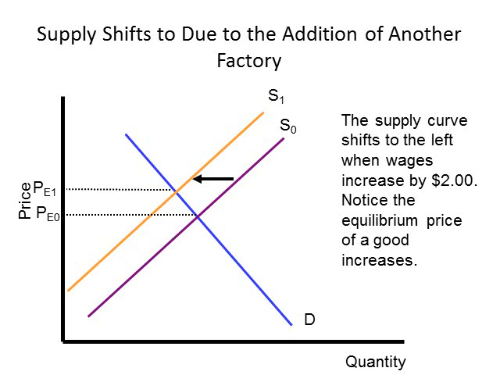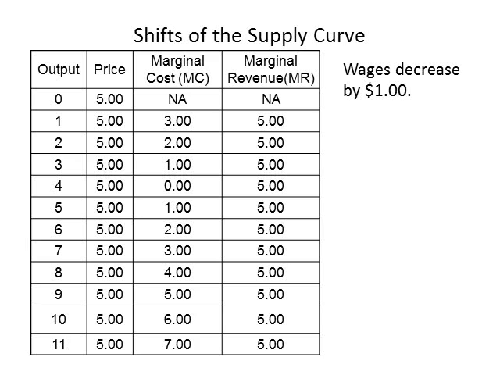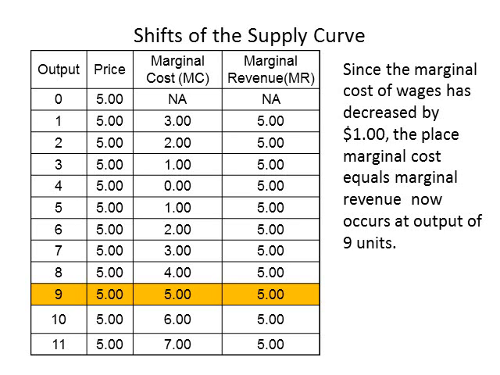Next, let's see what happens to production as a result of a decrease in wages. A firm has the following price for its product, marginal cost, and marginal revenue in the table. As you may remember, the firm will produce where marginal cost is equal to marginal revenue. Now the workers' wages decrease by $1. Since the marginal cost has decreased by $1, the place where the marginal cost equals marginal revenue now occurs at 9 units.